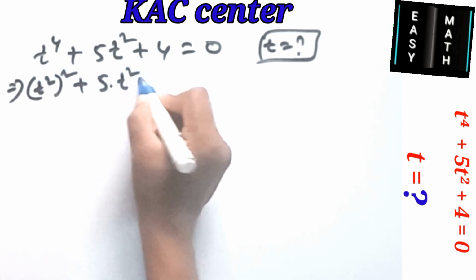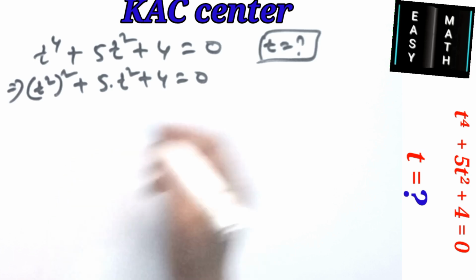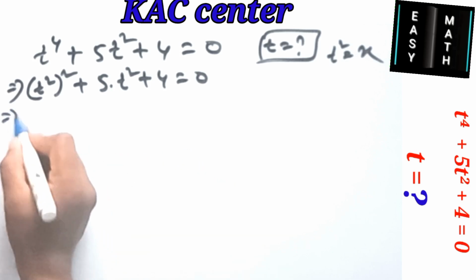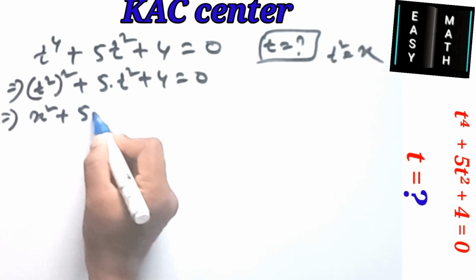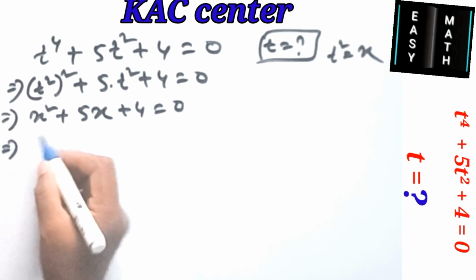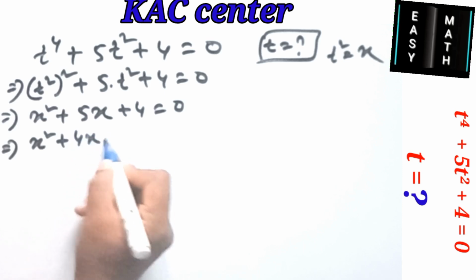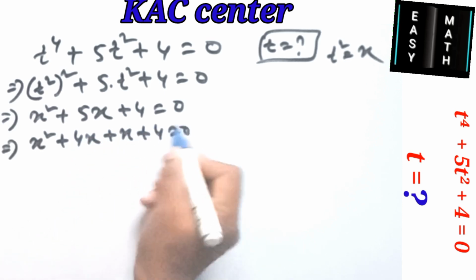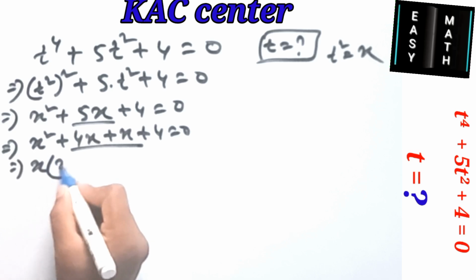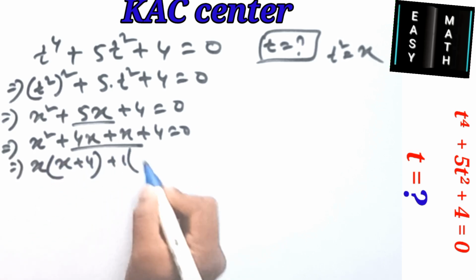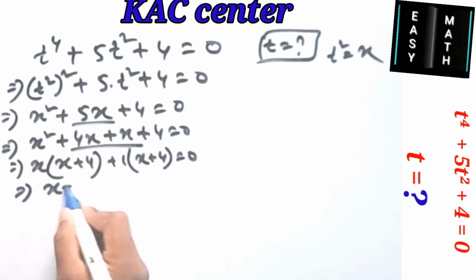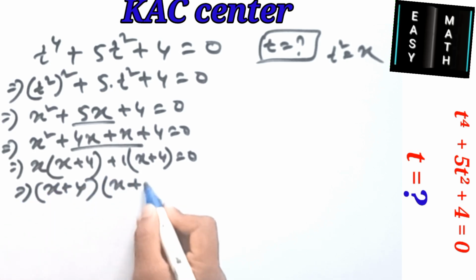So first we can write this as t to the power 4, so t square this, and this is the t square plus 4 is equal to 0, and we take t square is equal to x, so we can write x square plus 5x plus 4 is equal to 0. And now this is x square plus 4x plus x plus 4 is equal to 0. You can write this. And now take x plus 4 common, and there is x plus 4 and x plus 1 is equal to 0.